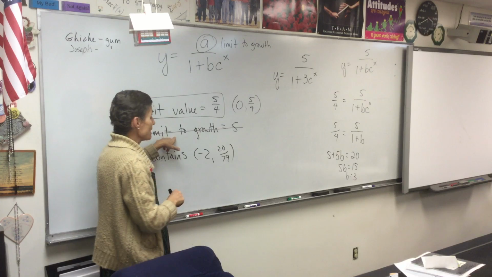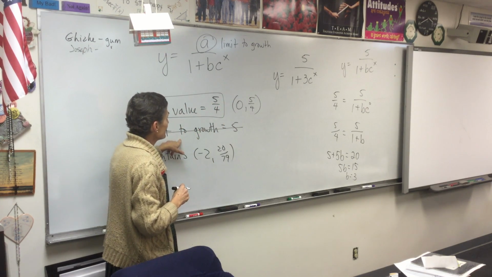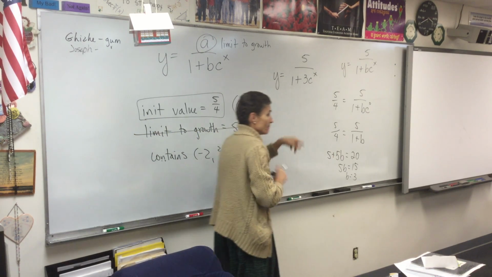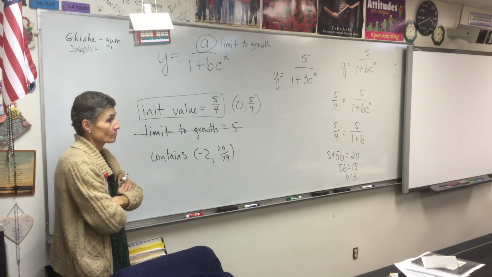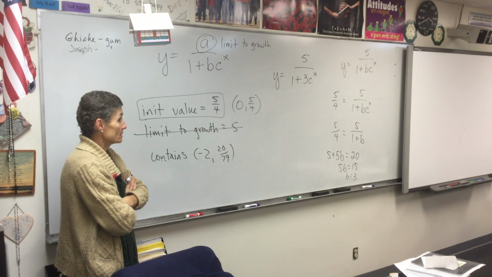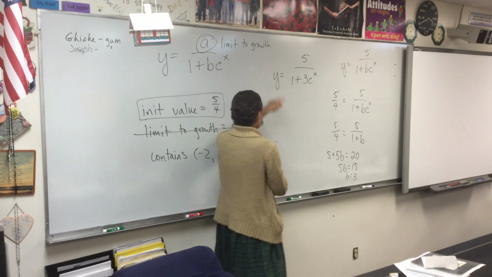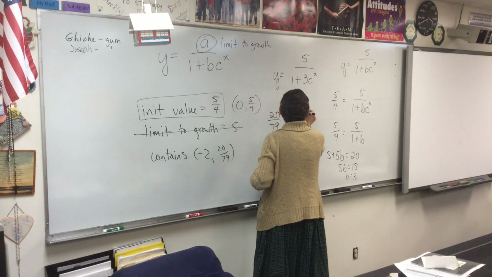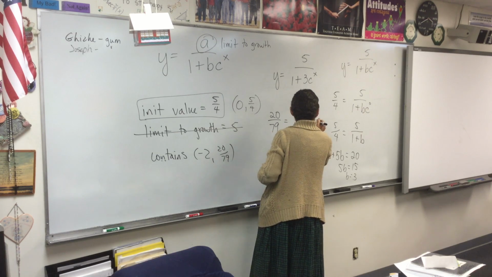I figured out my A value. I didn't have to figure it out. A is the limit to growth every time, okay? And then I did this work and figured out that B was 3. I'm almost done. What do you think I'm going to do now? I'm going to plug in my other point. And what's that going to do? That's going to help me figure out C, hopefully. Let's see. So 20/79 equals 5 over 1 plus 3C to the negative second.